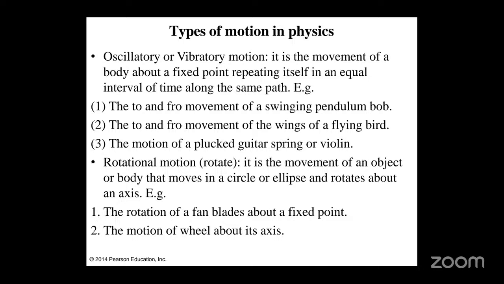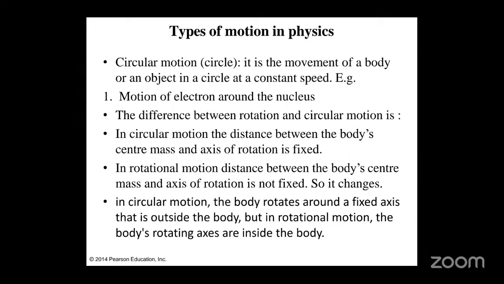And then our car tire, the wheel of our car, moves about a fixed axis. So these are two examples of rotational motion. And finally, we have the fifth type of motion, which is circular motion. Circular motion is the movement of a body or an object in a circle at a constant speed.